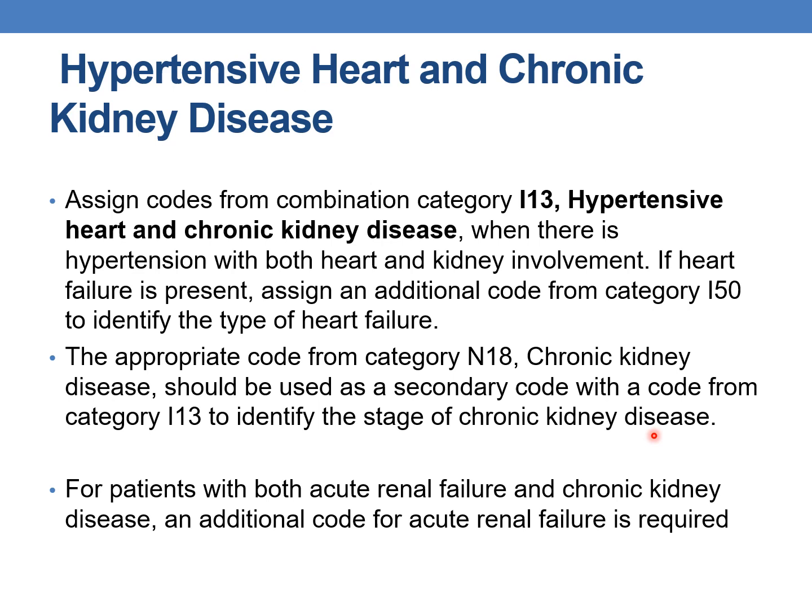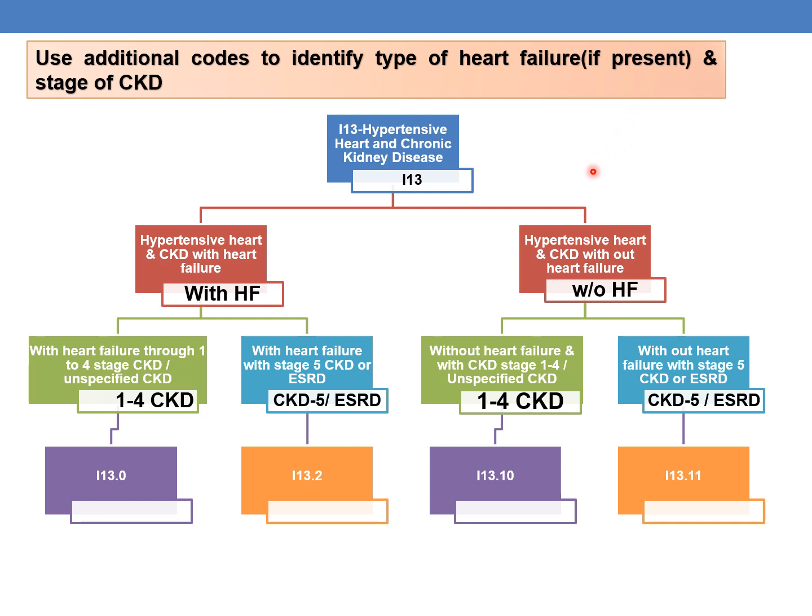stage of CKD. For patients with both acute renal failure and chronic kidney disease, an additional code for acute renal failure is also required. Here you can see the various scenarios. The first is I13. I13 indicates hypertensive heart and chronic kidney disease. There are two scenarios here. Hypertensive heart and chronic kidney disease with heart failure, and hypertensive heart and chronic kidney disease without heart failure.